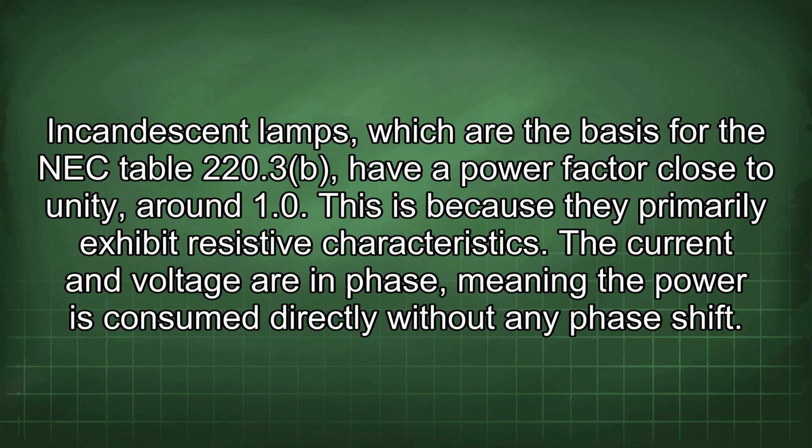Incandescent lamps, which are the basis for the NEC table 220.3, have a power factor close to unity, around 1.0. This is because they primarily exhibit resistive characteristics. The current and voltage are in phase, meaning the power is consumed directly without any phase shift.